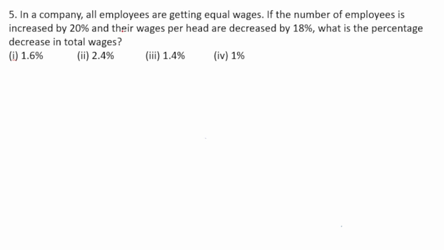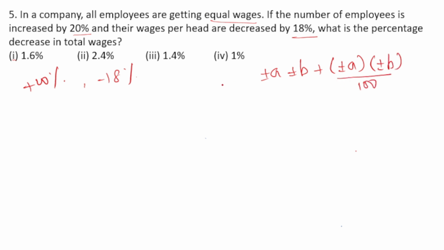Next one. In a company, all employees are getting equal wages. If the number of employees is increased by 20% and their wages per head are decreased by 18%, what is the percentage decrease in total wages? See here, the number of employees is increased by 20%, and the wages per head are decreased by 18%. We have to find the percentage decrease in the total wages. Here we have the formula that we discussed in the previous video. It is plus or minus A plus or minus B plus of plus or minus A into plus or minus B divided by 100. This is the net percentage change.